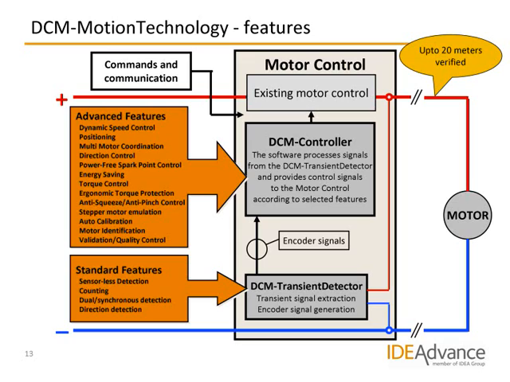The orange box at the bottom left lists the standard features of DCM motion technology. These are sensorless rotation detection, counting and direction detection. In a system with more motors, you can also use these features for synchronous control of the motors. Now turning to the more advanced features mentioned in the large orange box to the left. These features require that the detected transients are digitized and analyzed in the motor controller. I'll just mention some of the advanced features here.